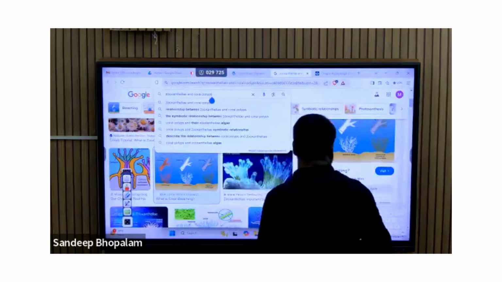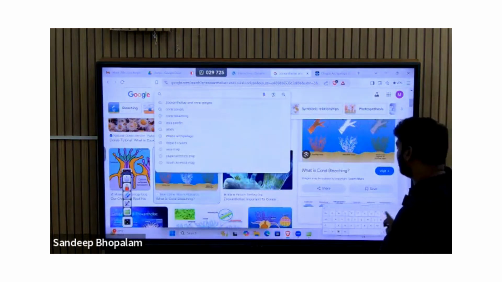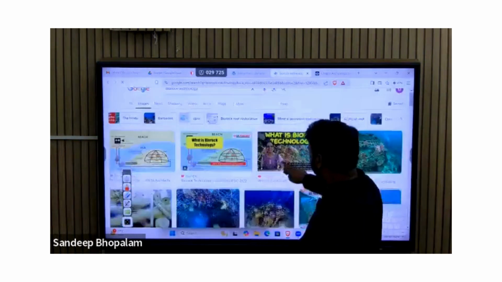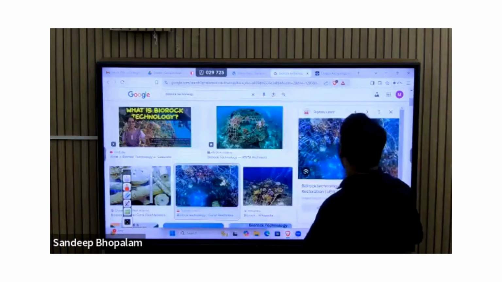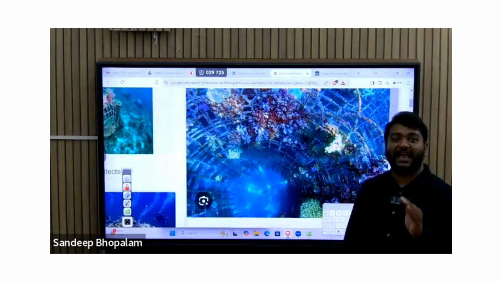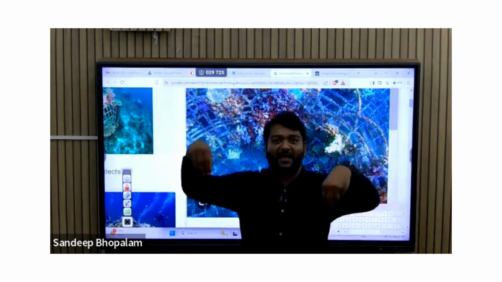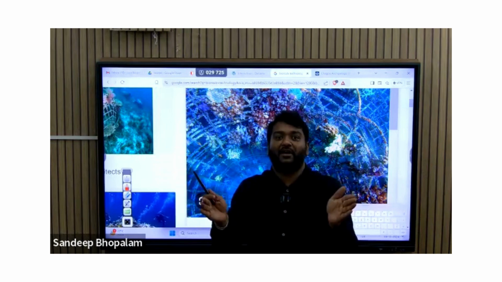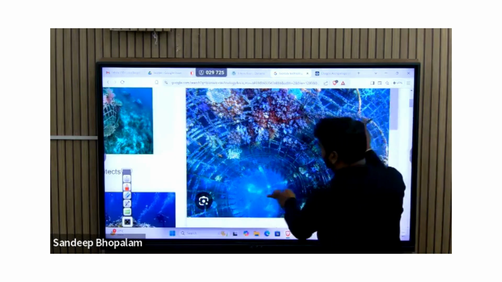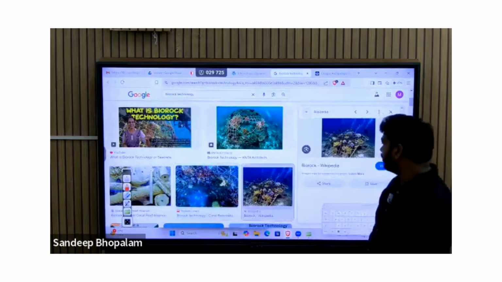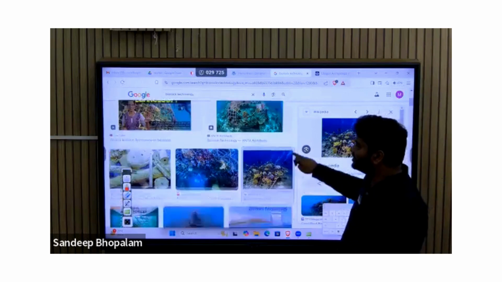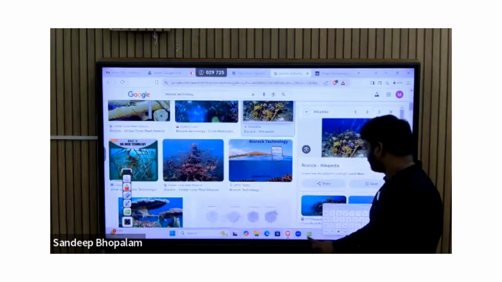And remember, guys, with this perspective, the Indian government has introduced bio-rock technology. If you take bio-rock technology, these are nothing more than calcium carbonate. They keep anode and cathode, and they are trying to build these corals artificially as well. So that is the reason these have become very, very important for us. Bio-rock technology, these are artificial things which have been made by us.